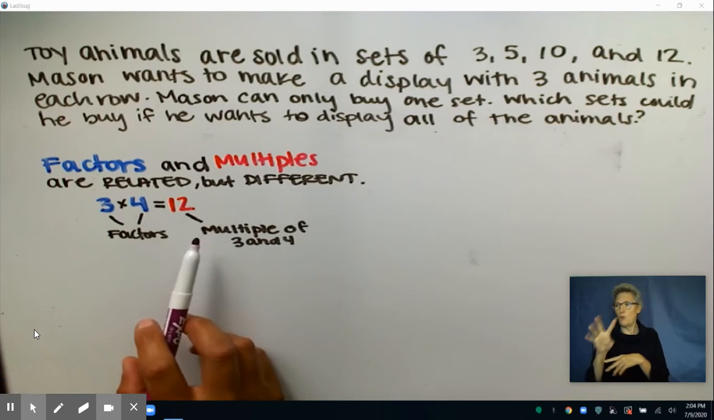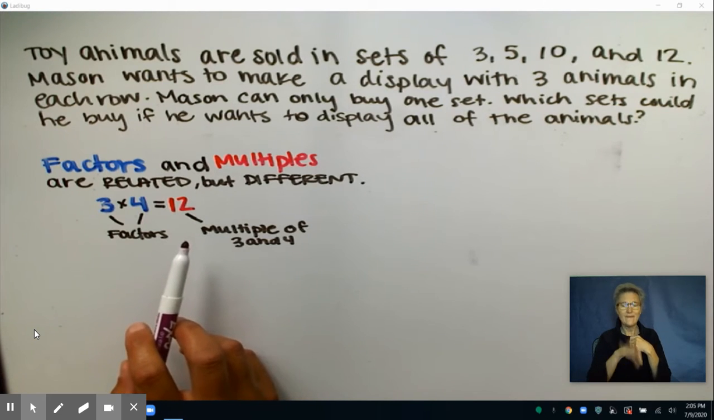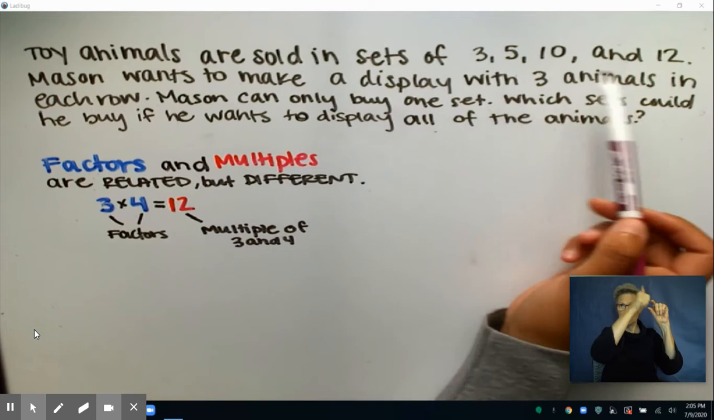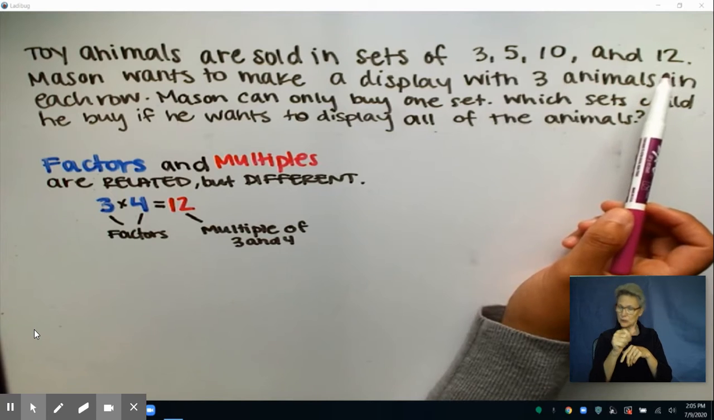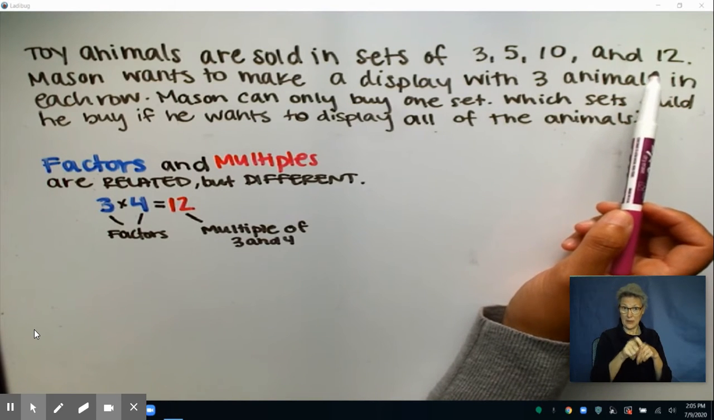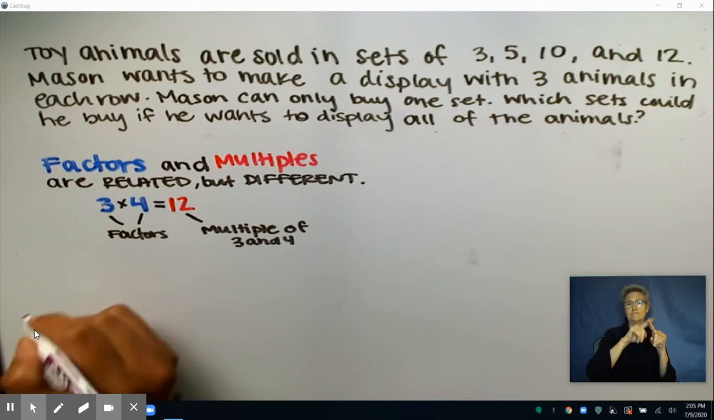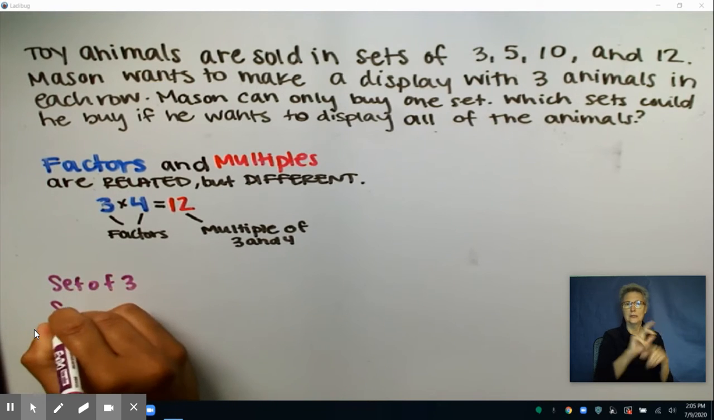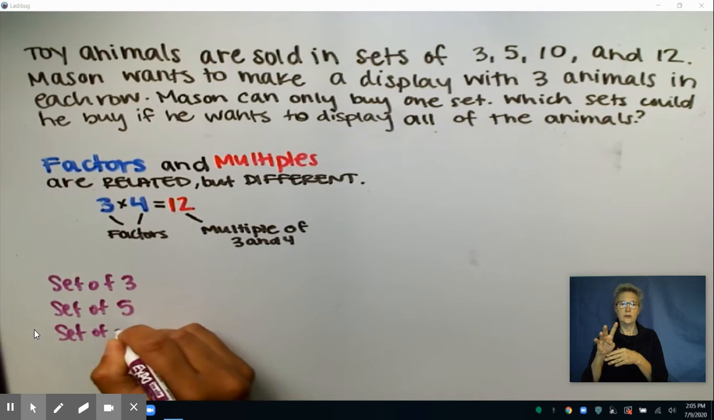So when we start to solve this problem, one way that we could solve is to find factors. Since I want to know which set to buy, and I know that I want to put 3 on a shelf, I know that the set that I choose to buy, either a set of 3, 5, 10, or 12, that 3 needs to be a factor of that number. So I'm going to take my different set totals over here. So I know that we could do a set of 3, a set of 5, a set of 10, or a set of 12.